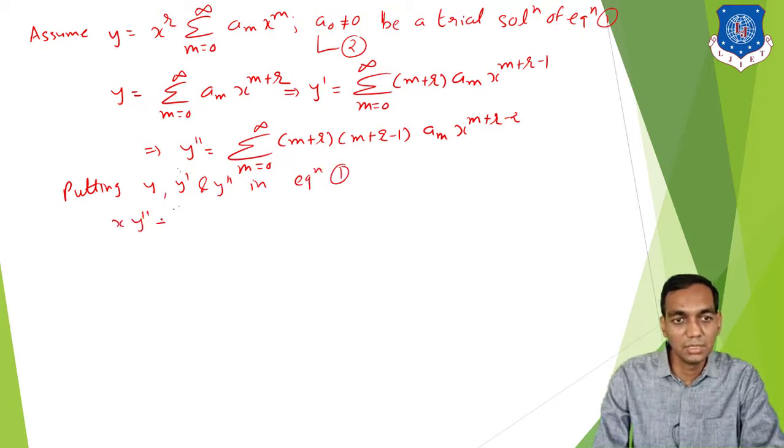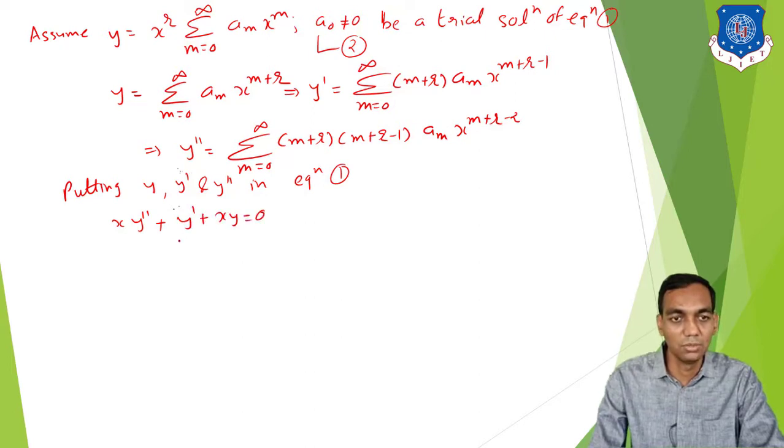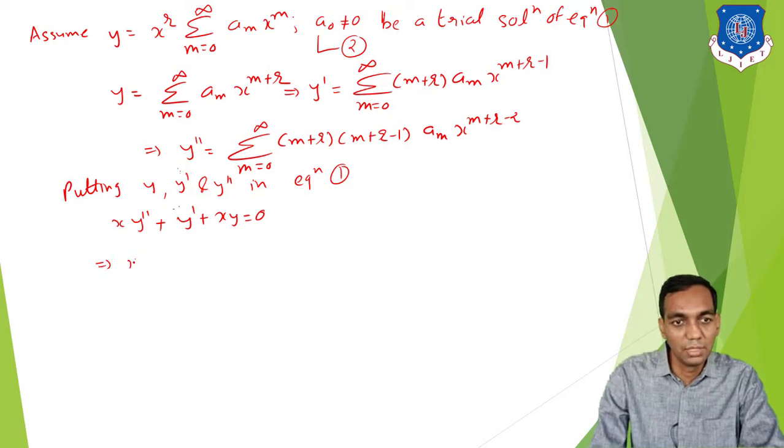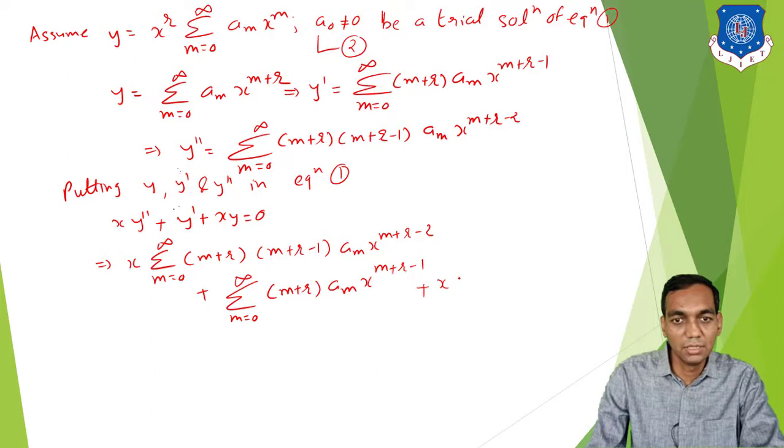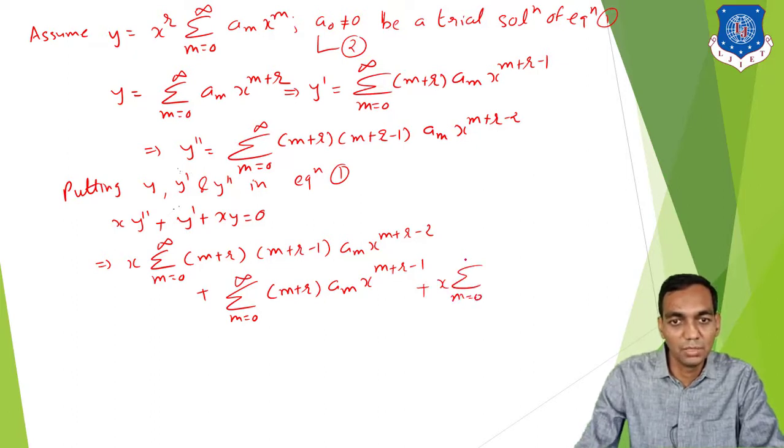So your equation is x y double dash plus y dash plus x y is equal to 0, and that means you have x into sigma m running from 0 to infinity m plus r into m plus r minus 1 a m x raised to m plus r minus 2, plus y dash, which is sigma m running from 0 to infinity m plus r a m x raised to m plus r minus 1, plus x into y, which is sigma m running from 0 to infinity a m x raised to m plus r, is equal to 0.